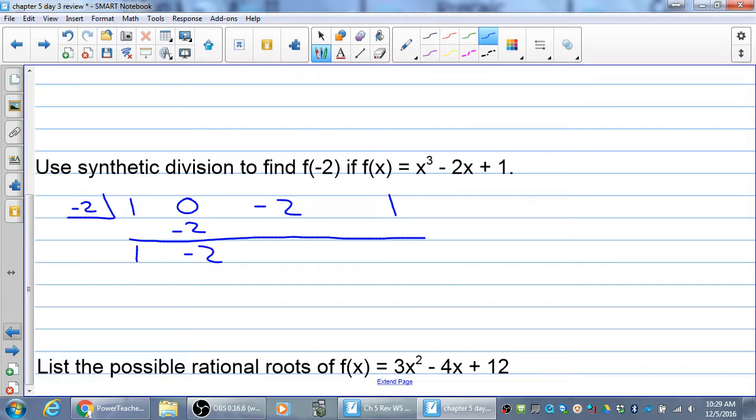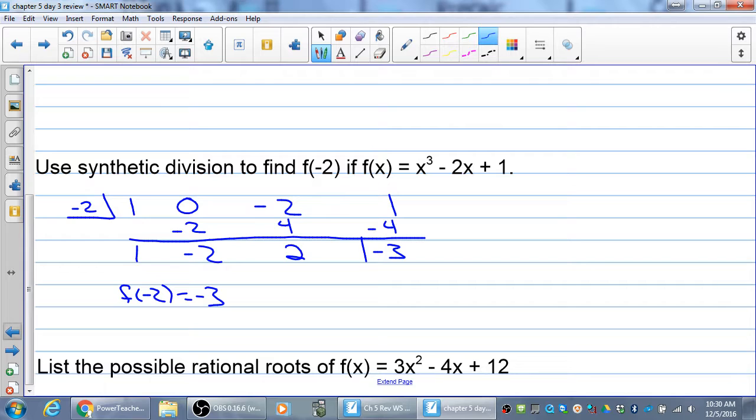It's not. 4, 2, negative 4. I'll be darned. So here's what we write. We say f of negative 2 is equal to negative 3. It's the remainder that we're looking for. It's called the remainder theorem. It says if you plug the value in, you'll get the same value as the remainder.